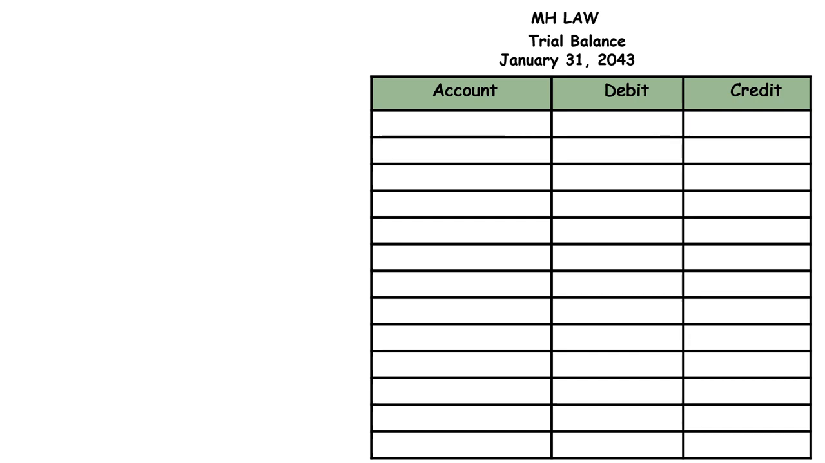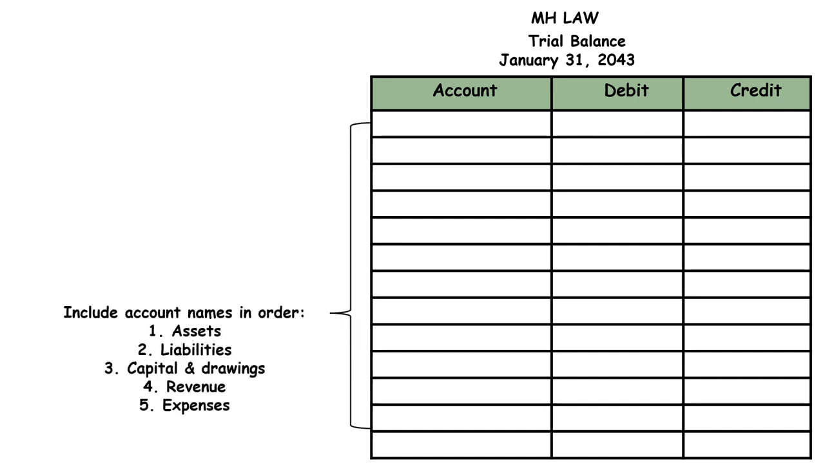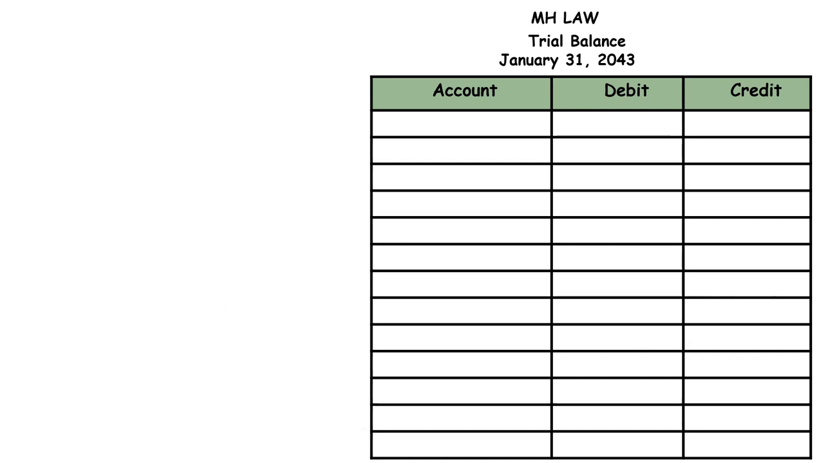Then it will have three columns: an account column where you will copy all the names of the accounts that are in the ledger, and then if the balance of the account is on the debit side, just copy that on the debit side onto the trial balance. So let's look at how we do that. But remember that usually we need to keep the order of the accounts when we copy them from the ledger here. We need to keep them in the order of assets first, liabilities next, capital and drawings account will follow liabilities, and finally revenue and expenses will be written. So let's look at how we do that.